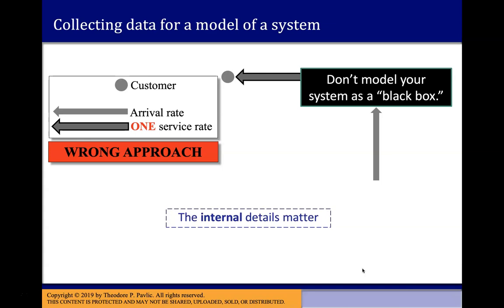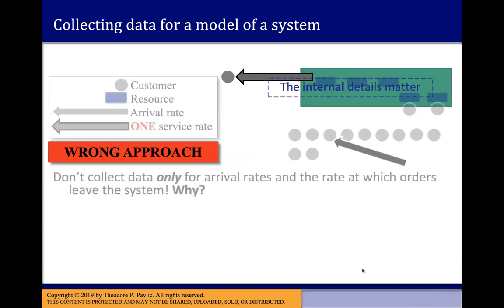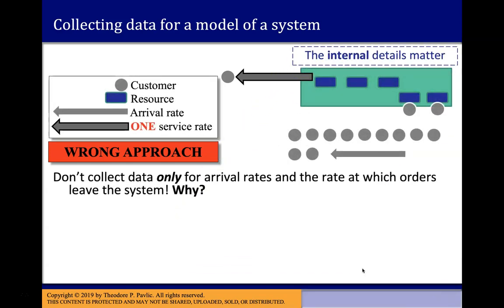So one of the problems that a lot of people have is they treat these systems as black boxes. They sit, like I am, outside the system, and they just watch customers as they go in, and then they watch customers as they come out. So there's an arrival rate, and there is a single service rate, which represents the entire time that a customer spends inside the service. Now, that's bad because the internal details matter.